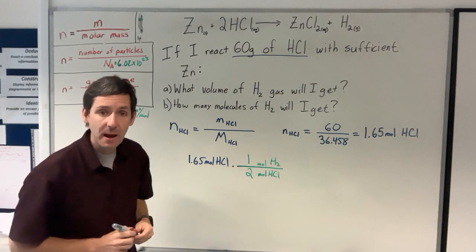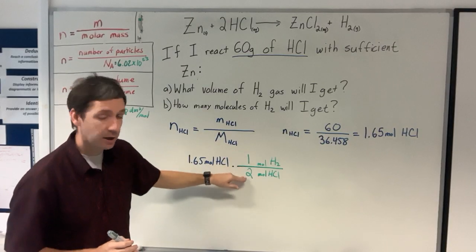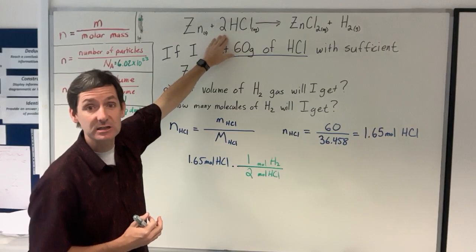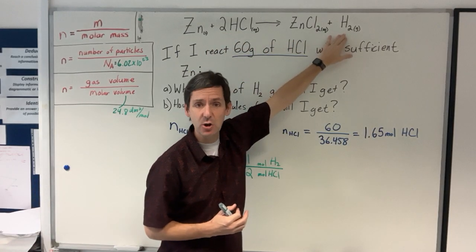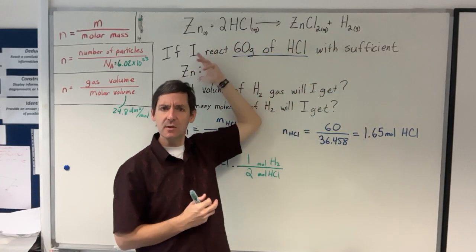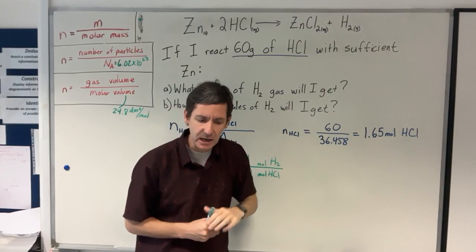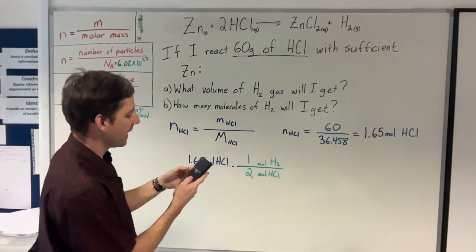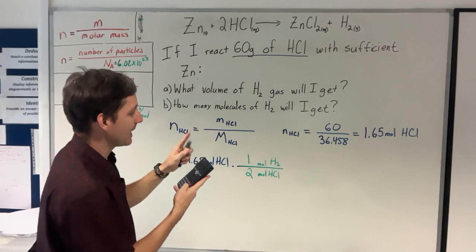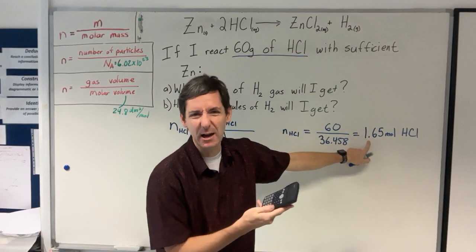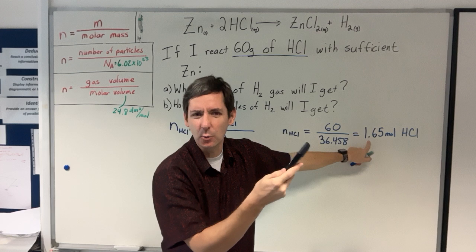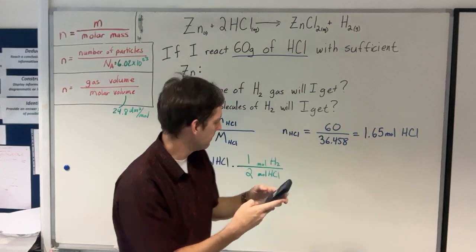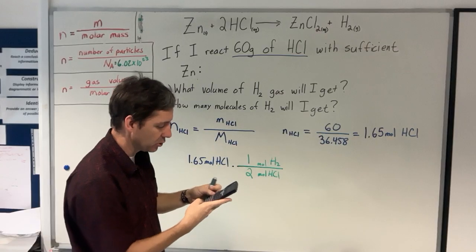And so now I just do the math. I do this times 1 over 2, which should make sense. This shows that I have twice as much HCl as I do H2, so I should end up with less H2 than what I started with, the HCl. I'm going to take that 1.645729. I wrote this down because I don't want to write down all 10 or 13 digits or whatever the calculator gives me.